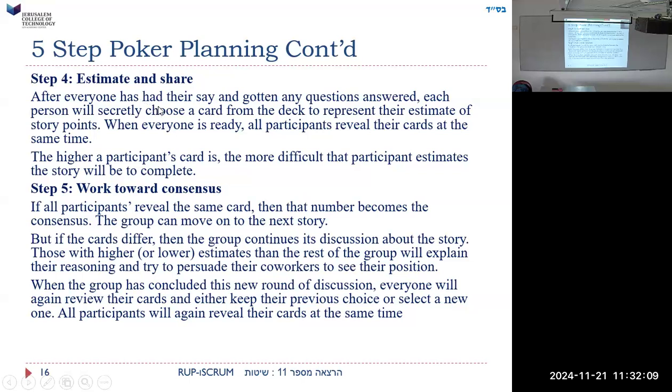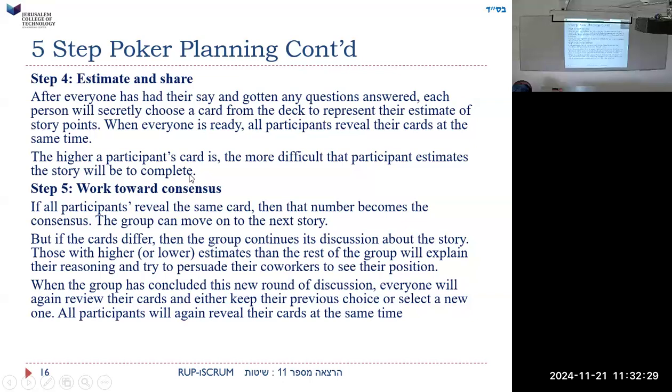Everyone has had their say and got many questions answered. Each person will secretly choose a card from their deck to represent their estimate of the story points. When everyone is ready, all participants reveal their cards at the same time. The higher a participant's card is, the more difficult that participant estimates the story to complete.